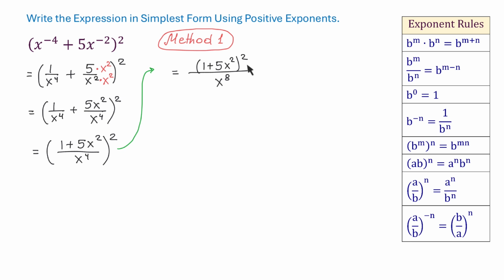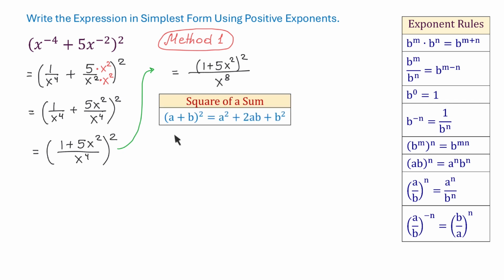Now, in the numerator, we have a binomial raised to the second power, and to remove the parentheses, we have to use the formula for the square of a sum. And that is (a plus b) to the second power equals a squared plus 2ab plus b squared. So then, according to this formula, first we will raise 1 to the second power, which is 1. So we will write 1 plus, and now we need 2 times a times b, which is 2 times 1 times 5x squared, and this makes 10x squared.